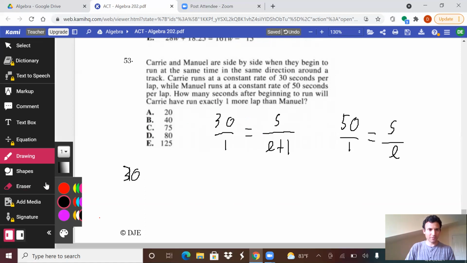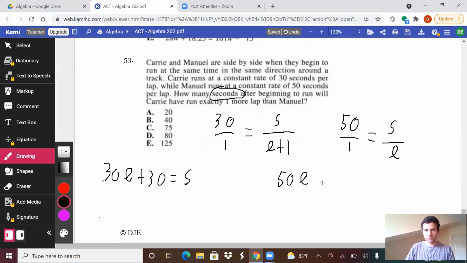So for Carrie, let me erase that. That's a little sloppy. We're going to end up with 30L plus 30 equals S, the number of seconds, what we're trying to figure out here. And for Manuel, we're going to end up with 50L equals S. So now we can easily figure out what seconds is because we have this system of equations. The best way to do it is probably substitution for S, figure out L, and then back plug. So let's do that.